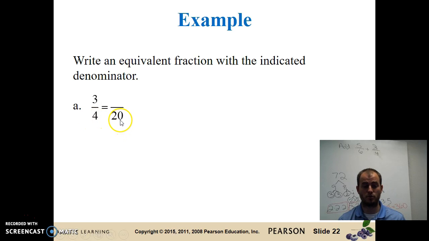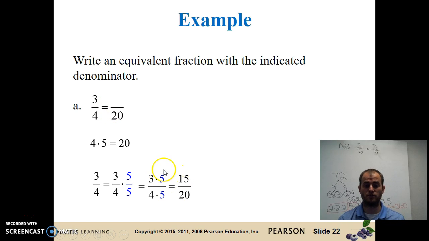4 times 5 is 20. If you multiply the denominator by 5, then you need to multiply the numerator by 5. 3 times 5 is 15. So this would be the same thing as 15 over 20. 3/4 is the same thing as 15 over 20. It's just not reduced. It's unsimplified. And the reason we unsimplify it is so we can get a common denominator. So in the next section, we can add them together.